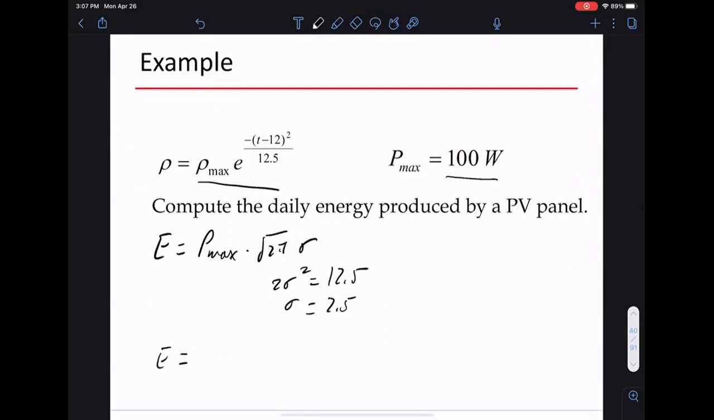Then the total energy is easy, 100 times square root of 2 pi times 2.5. This is 627 watt hour.